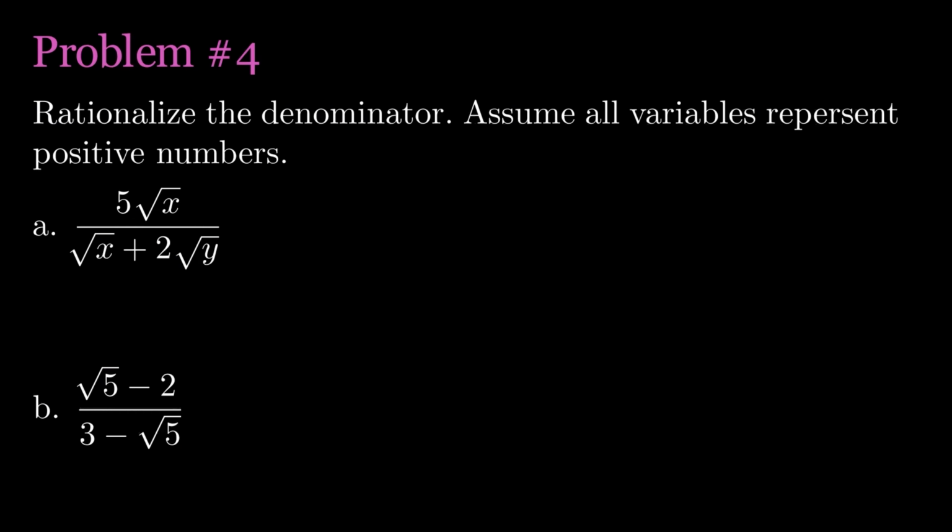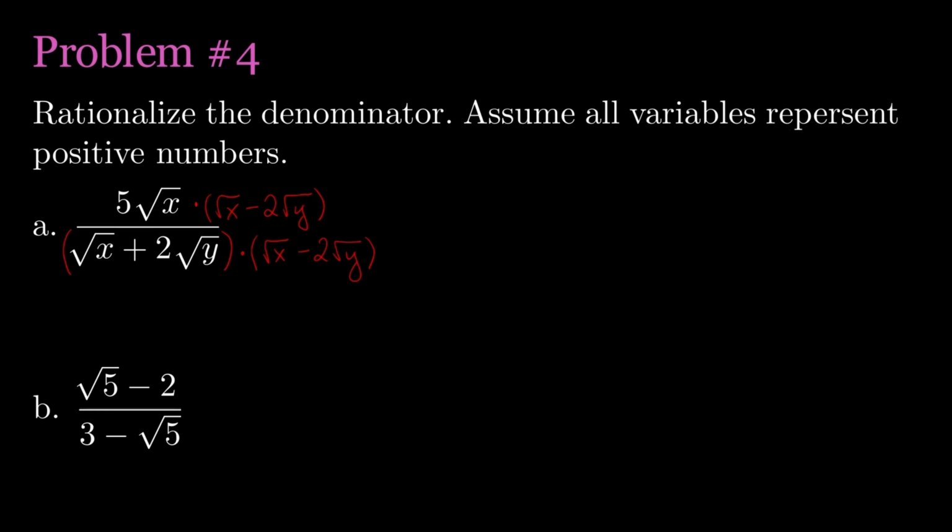So in part A, we have the sum of two expressions with square roots involved, so we multiply by the conjugate of the denominator, which in this case is the square root of x minus 2 times the square root of y. Of course, we multiply the same thing into the numerator as well.